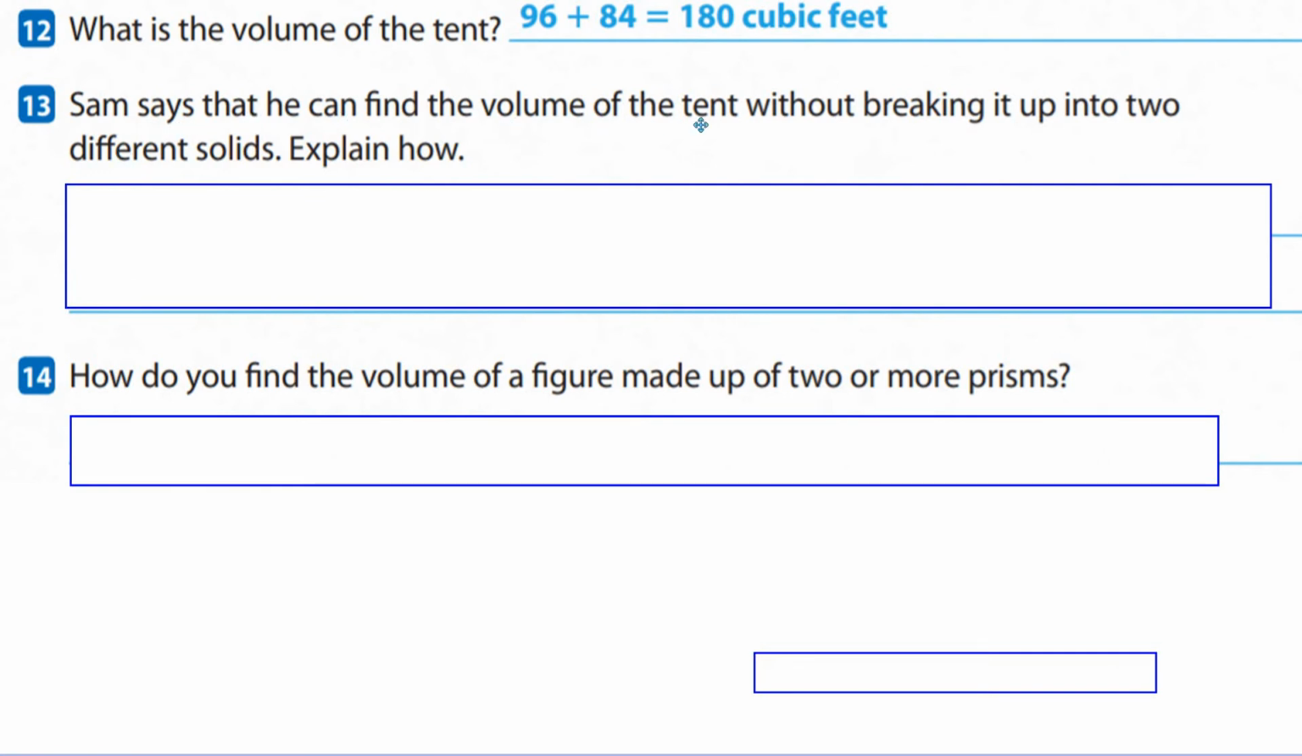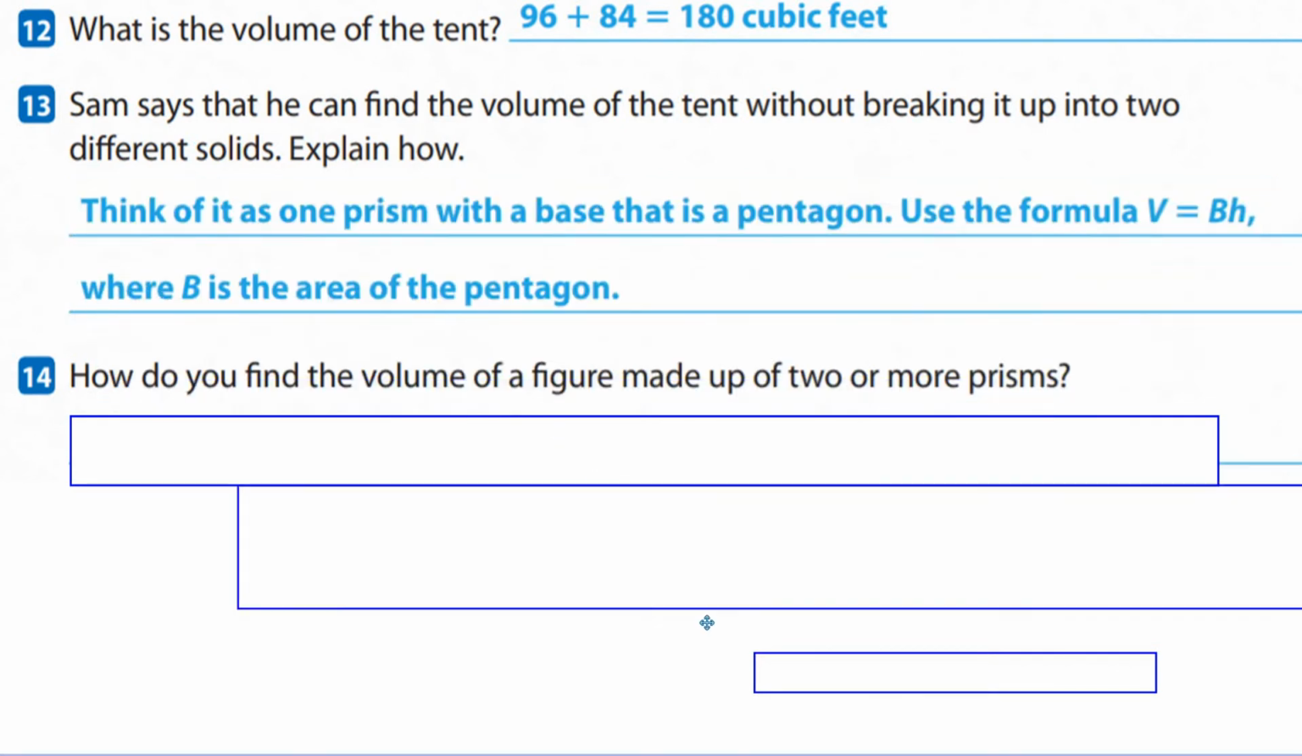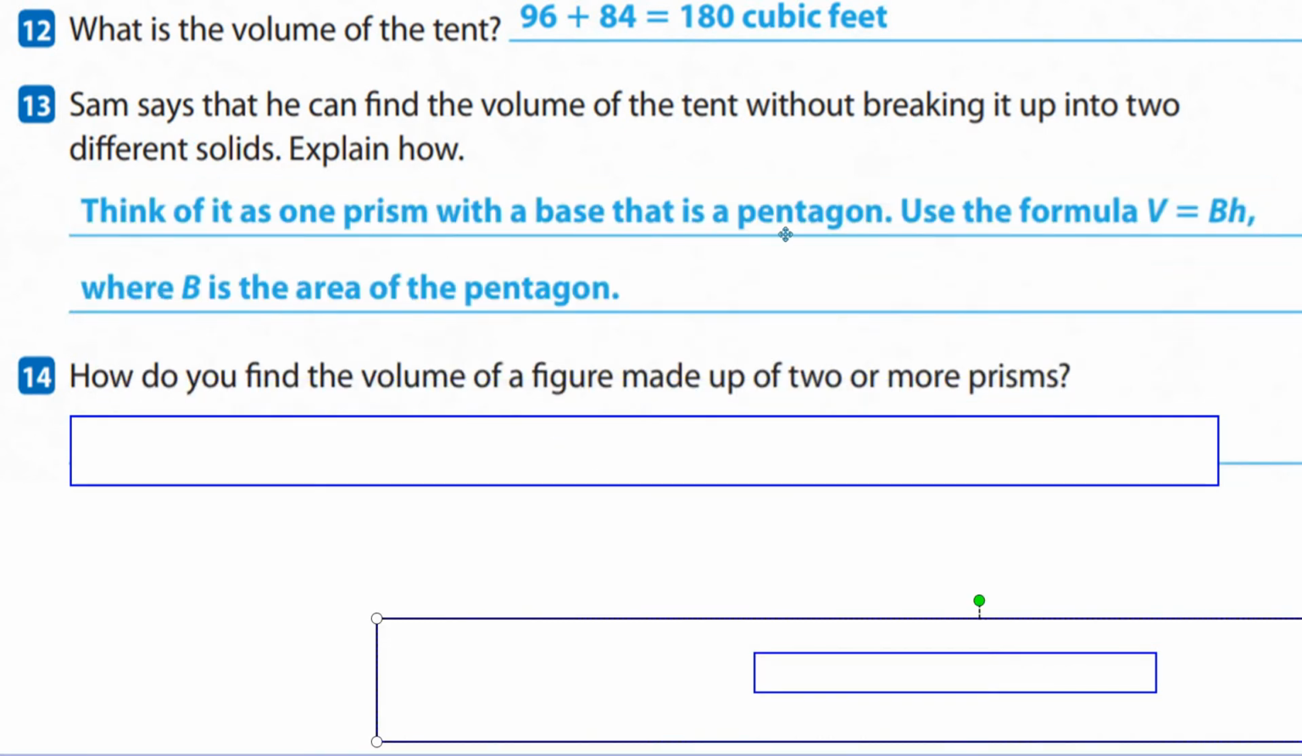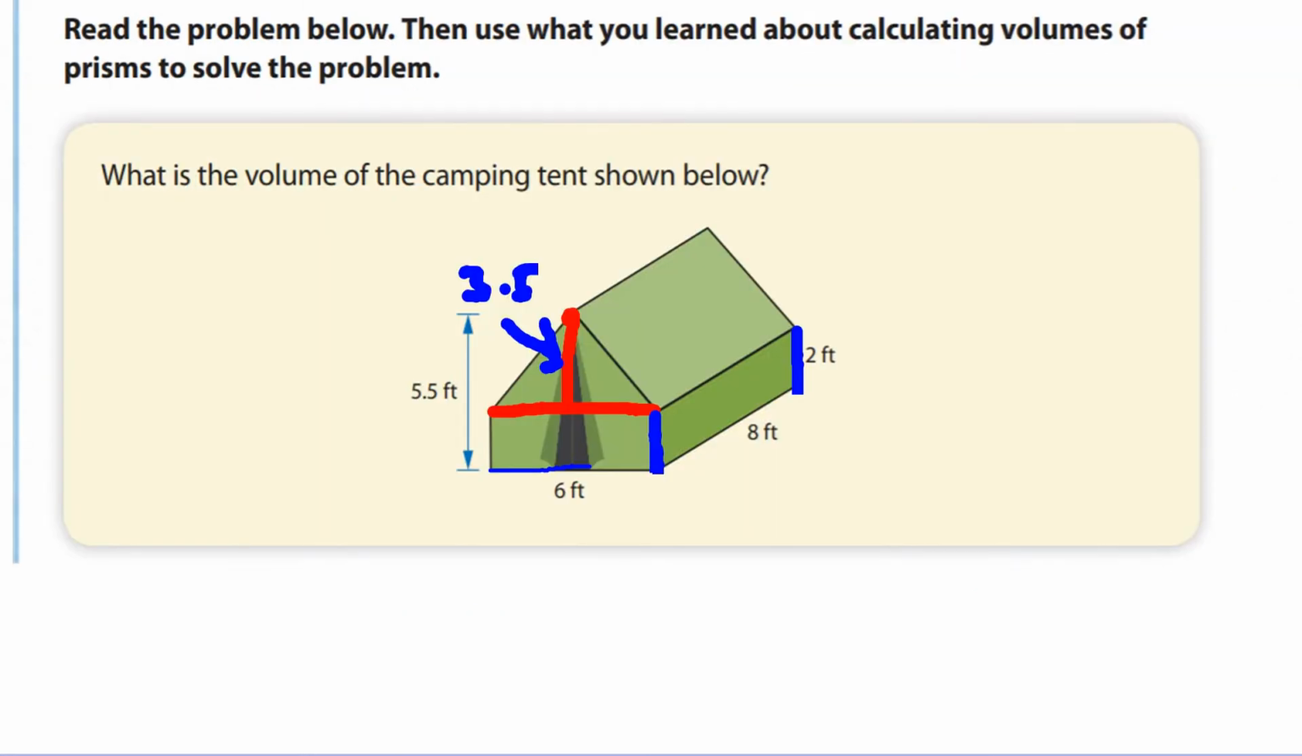Sam says that he can find the volume of the tent without breaking it up into two different solids. First of all, that is correct. Explain how. Well, think of it as one prism with a base that is a pentagon. Use the formula volume equals base times height, where B is the area of a pentagon. Think about how to find the area of a pentagon, right?